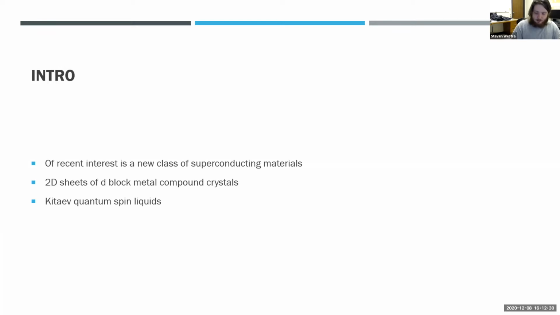A subclass of quantum spin liquids is known as Kitaev quantum spin liquids, which are formed from a two-dimensional sheet of primarily d-block halogenides and oxides. In particular, the two most widely studied are ruthenium chloride and dilithium iridium oxide, Li2IrO3. We'll be talking about ruthenium trichloride.